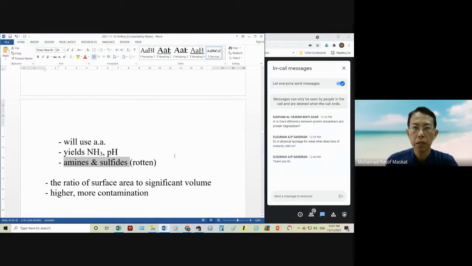Aromatic meaning that it contributes to the aroma. It can be smelled by our nose, detected by our nose.